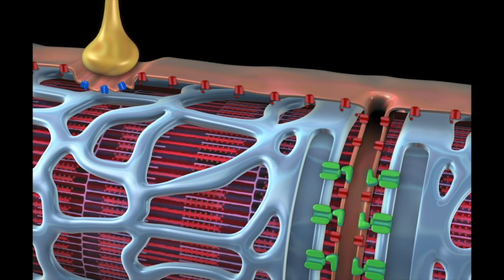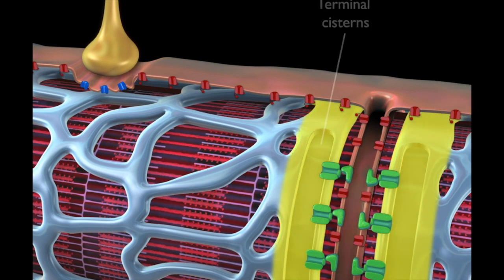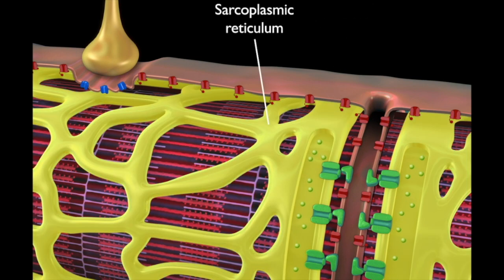Adjacent to the T-tubules are sac-like bulges called terminal cisterns of the sarcoplasmic reticulum. The sarcoplasmic reticulum, or SR, extends outwards from the T-tubules, forming a web-like network surrounding each myofibril.